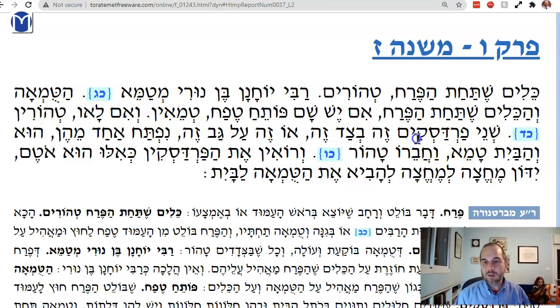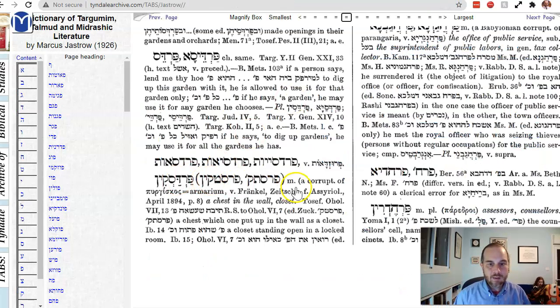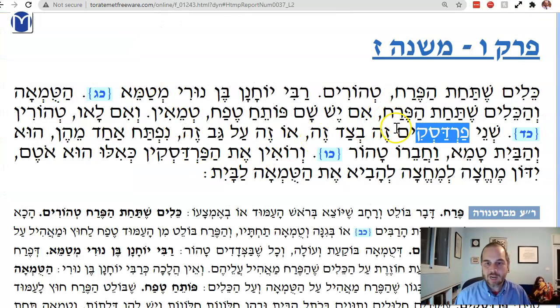Next case, we have this thing called pardaksin. Pardaksin, Jastrow says, parsatkin, a corruption of, I don't read Greek. It wasn't part of my classic learning. I didn't learn the classics. A aron, a chest in the wall or a closet. That's exactly what it is. The Bartenura says exactly that. It's a chest. Okay, so if you have the chest built into the wall.